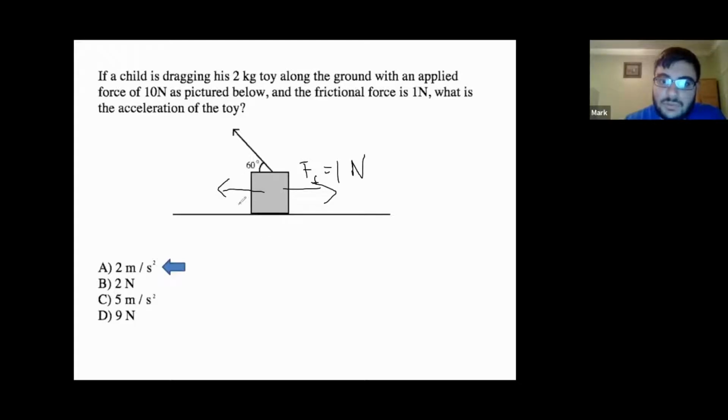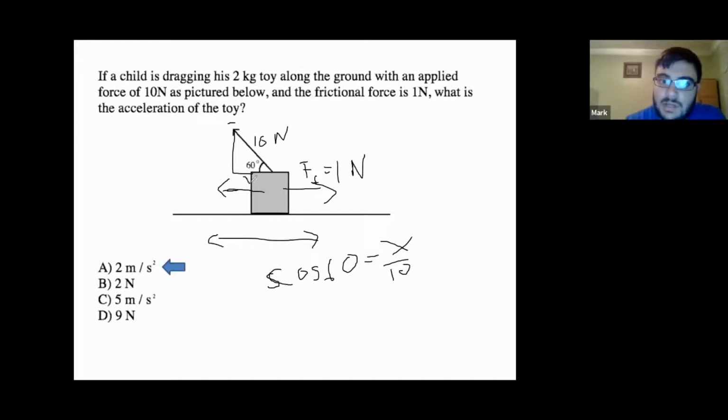This is this component, the axis we're working on. This is the x component of this force, right? So we know that this is 10 newtons. Again, we set up our triangle like that. Then we do cosine of 60 equals x over 10.